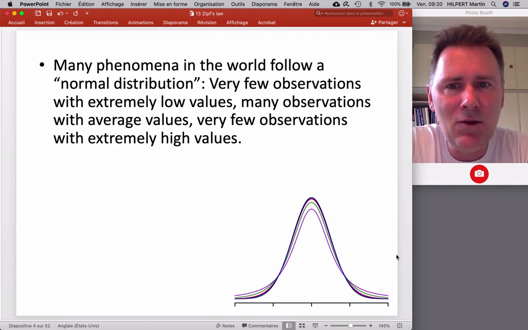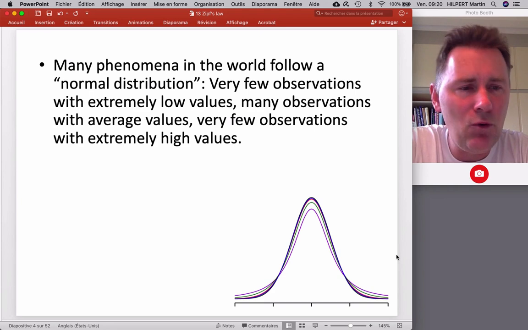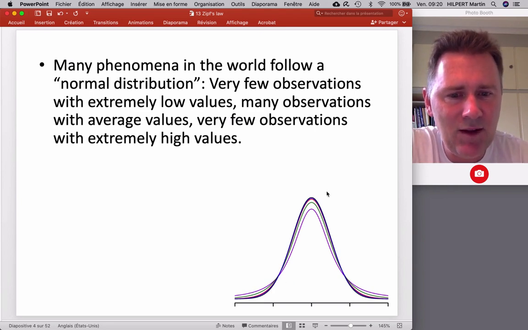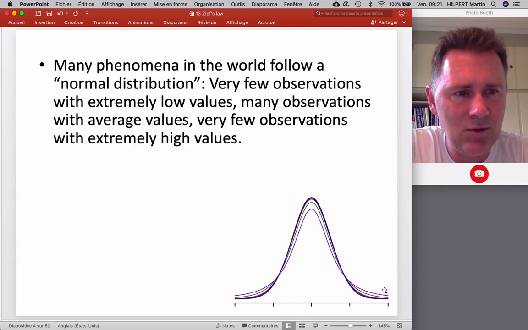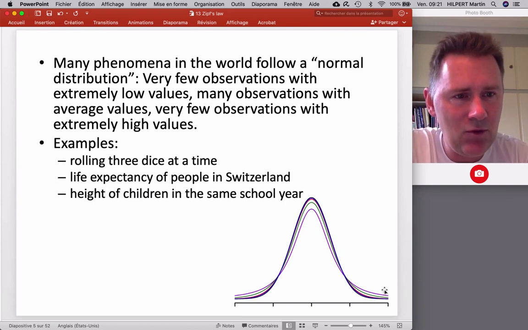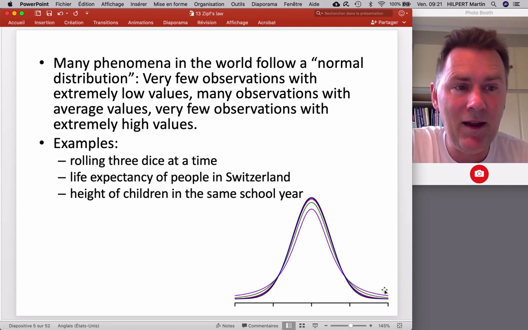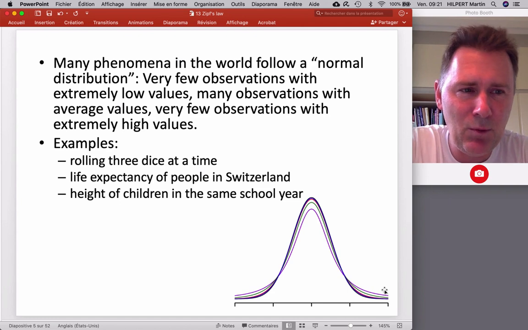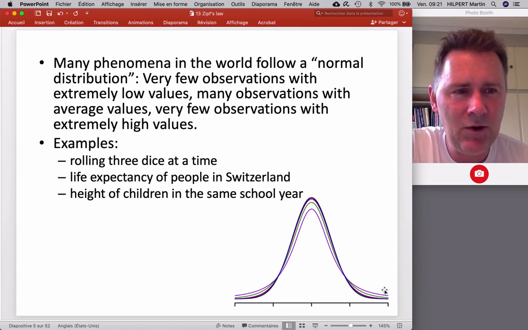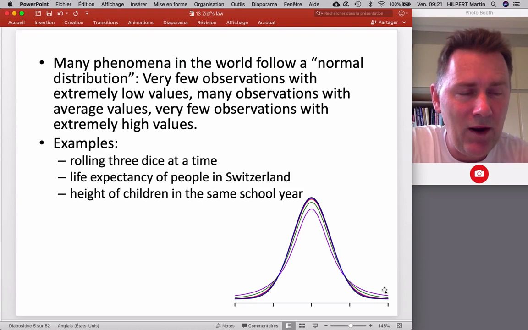As I said before, many phenomena in the real world follow what's called a normal distribution. So a normal distribution has this nice bell-shaped curve, and it means that we have very few observations with extremely low values, we have many observations with average values, and then again we have very few observations with extremely high values. Now, normal distributions apply across very many different phenomena in the world. So for example, when you roll three dice at a time, the minimum value is 3, the maximum value is 18, but most of the time, what number are you going to get when you roll 3 dice? Yeah, it's going to be 10, 11, sometimes 8, yeah, sometimes 13, but it's going to be very rare that you have a 3 or an 18 or anything close to those values.